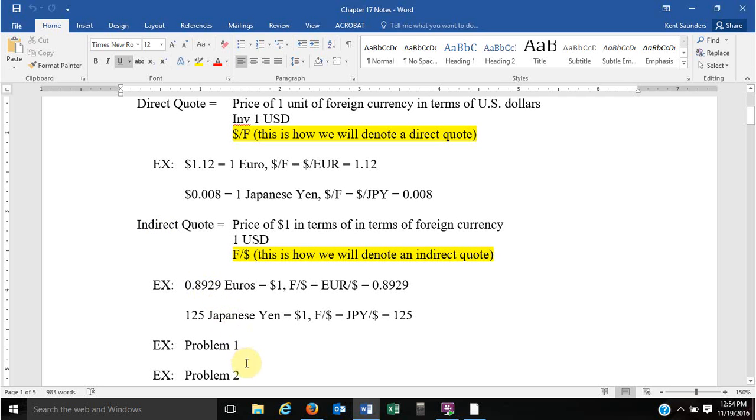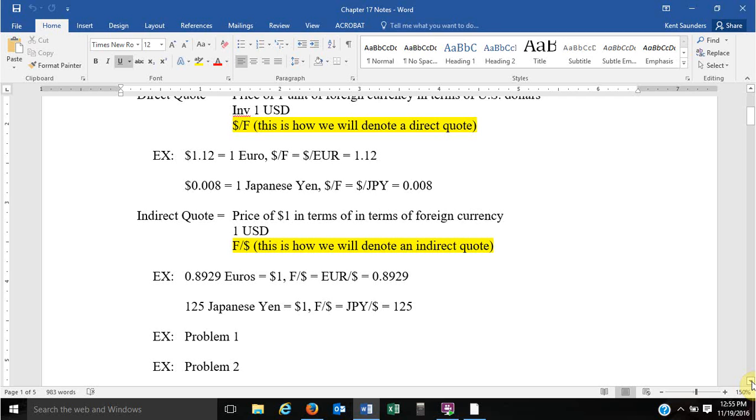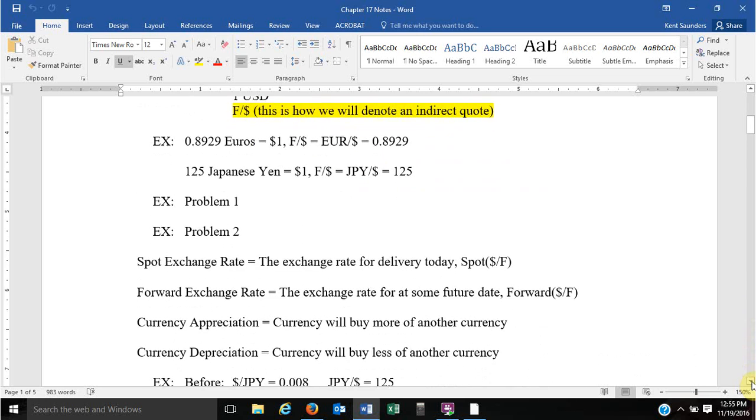Okay, there are a couple problems that'll hopefully help improve your ability to calculate exchange rates. Problems 1 and 2. The solutions to problems 1 and 2 are at the end of the notes, and we won't necessarily talk our way through those in detail. They are provided in the notes, though. Problems 1 and 2 relate to direct quotes or indirect quotes.